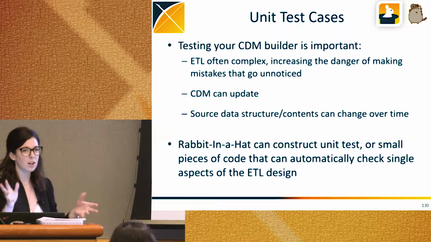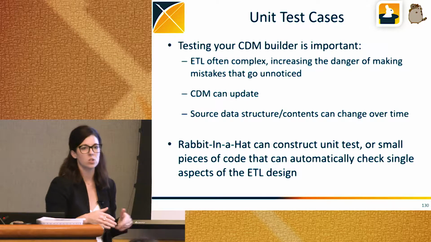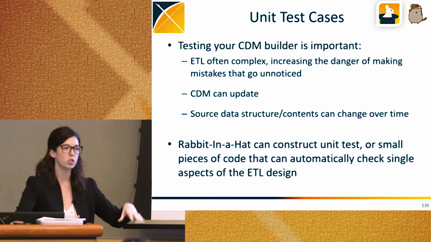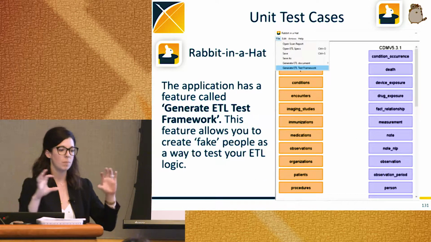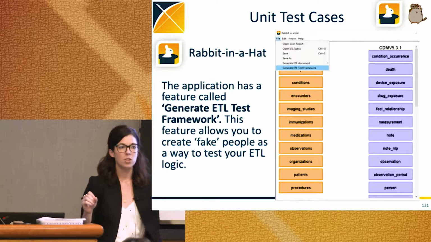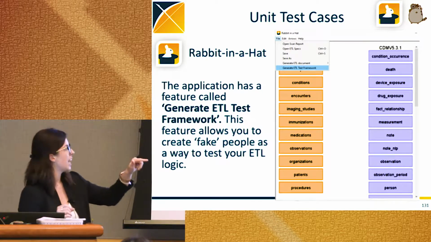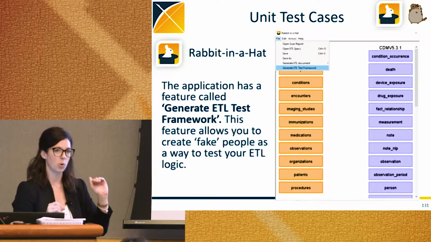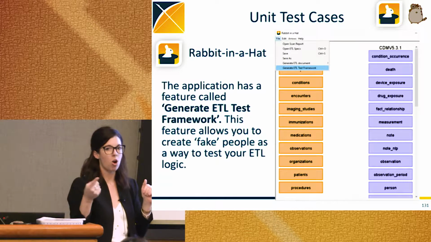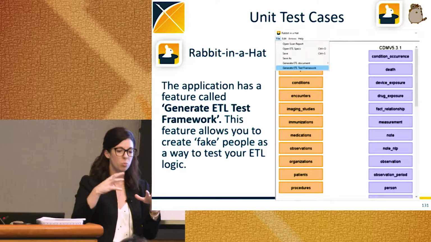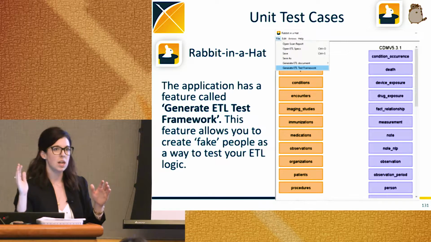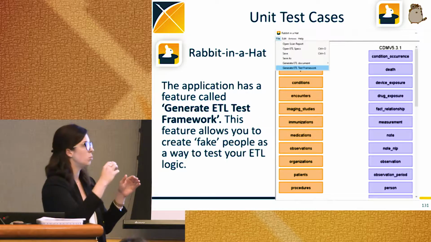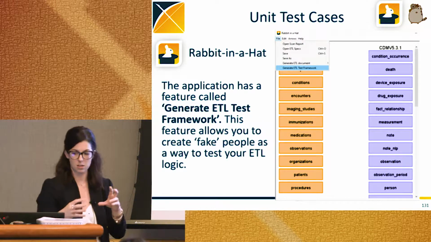So how this works, I'm not going to open it up because I think you can kind of get the gist of how it looks here. But you just go into Rabbit in a Hat after you've loaded in your White Rabbit scan, and you just click Generate ETL Test Framework. I know it's a little hard to see here, but it's File, Generate ETL Test Framework. And what this outputs for you is one R file that if you put it into RStudio and you source it, it'll create a bunch of different functions that you can then use to build your little test database.